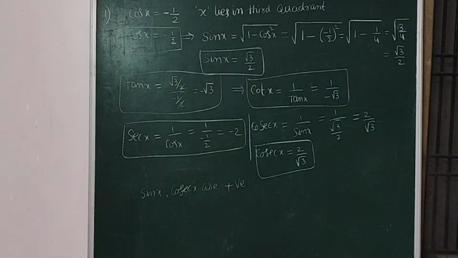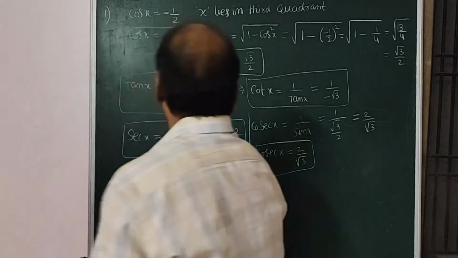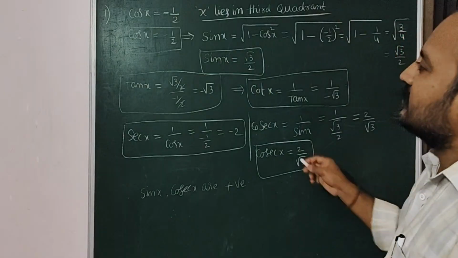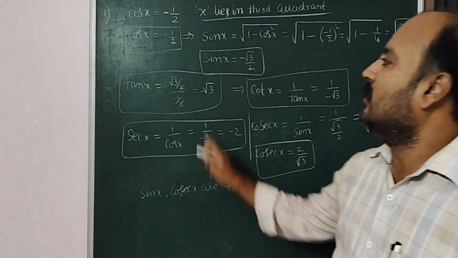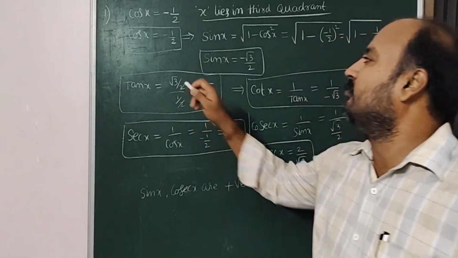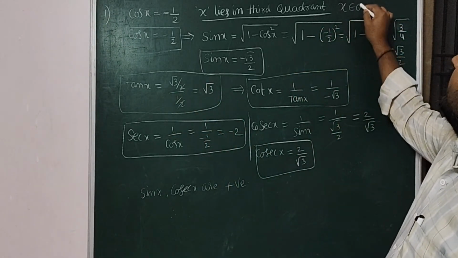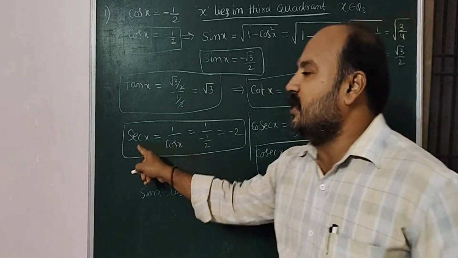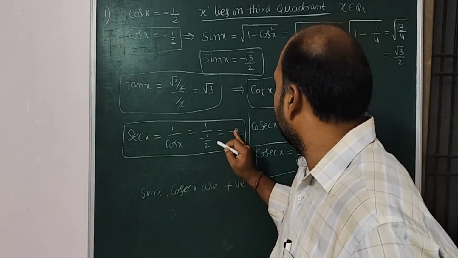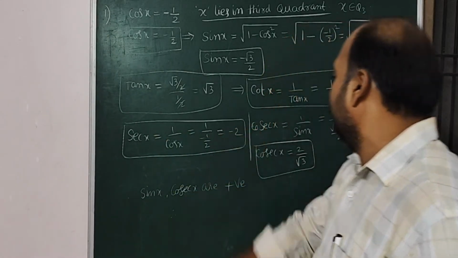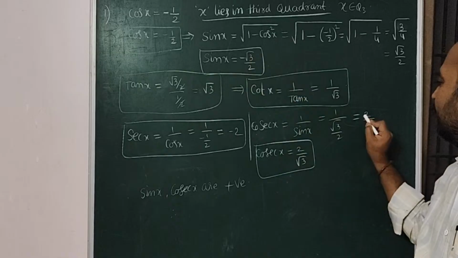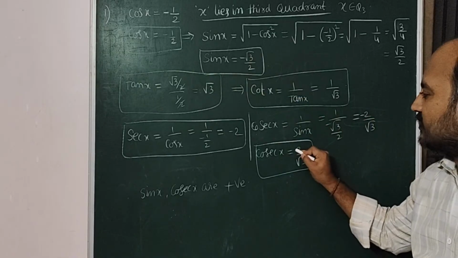So where is the duster? Based on that, x lies in the third quadrant. In the third quadrant, sine is negative, so you put minus. Obviously tan will come as positive. So x belongs to quadrant 3. Next, cot is also positive. Secant x will come negative. Next, cosecant is also negative.